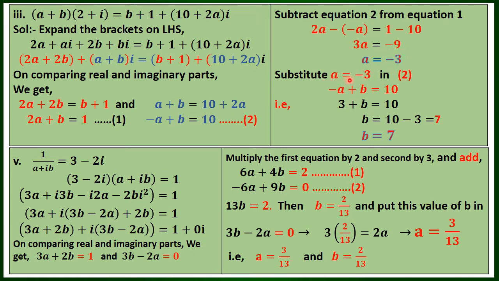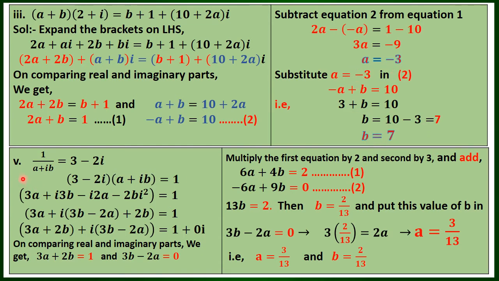Now substitute a is equal to minus 3 in equation number 2. Equation 2 is simple, so we will substitute in equation number 2. So minus a plus b is equal to 10 implies minus of minus 3. A is minus 3, so two negatives are coming together, then it will become 3 plus b is equal to 10. Then b is equal to 10 minus 3 is equal to 7. So a is equal to minus 3 and b is equal to 7.